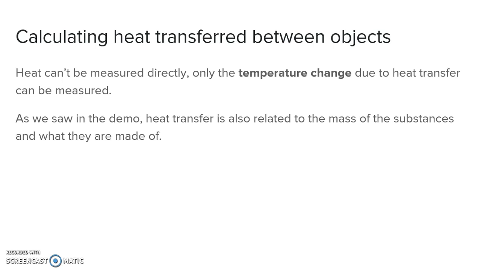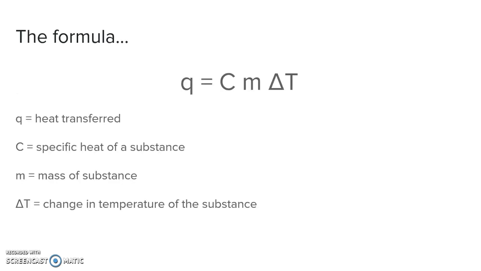So, like we saw in the demo, the heat transfer is related to not only the mass of the substances involved, but also what they're made out of. We saw that the different metals transfer different amounts of heat to the water. So we have to know several variables in order to calculate the heat that's involved in these heat transfers. And the formula that we're going to use is Q equals Cm delta T. Q, that's our heat transfer. And if you remember, we talked earlier that our units are joules, capital J joules for heat.